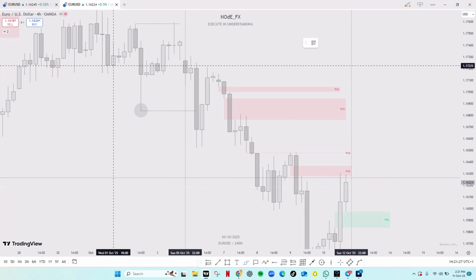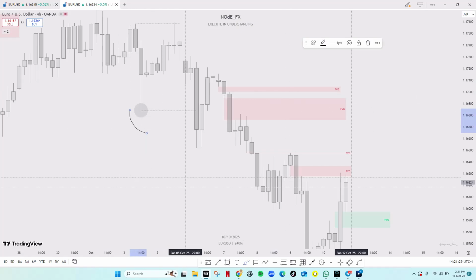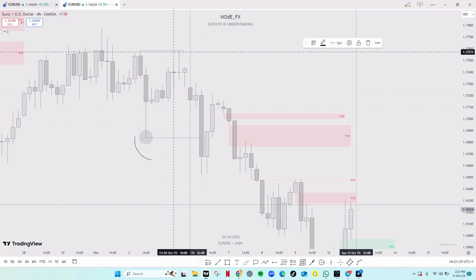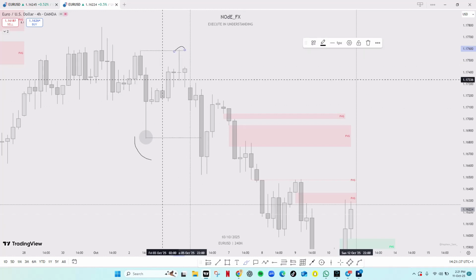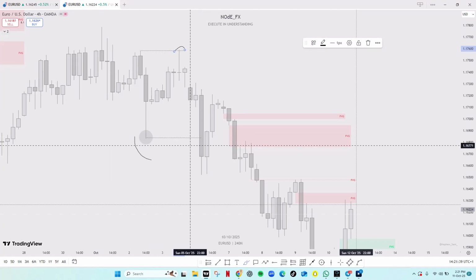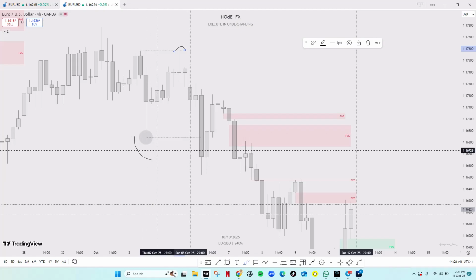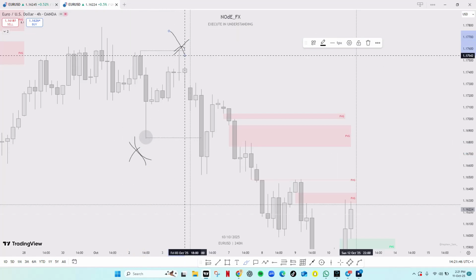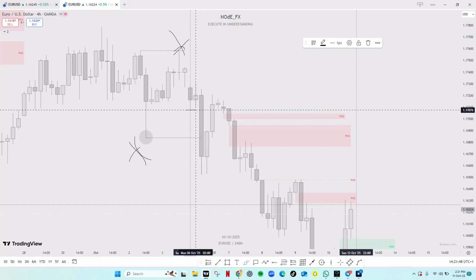Price created this range, which is this low, and then this high. Now what happened here is that price has taken out what? This range. After price has taken out this range, it is no longer valid. Now where is the valid place?